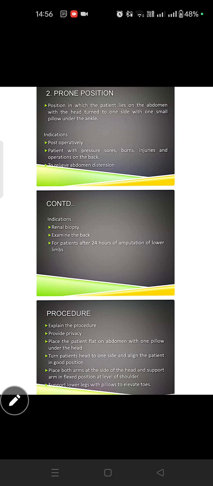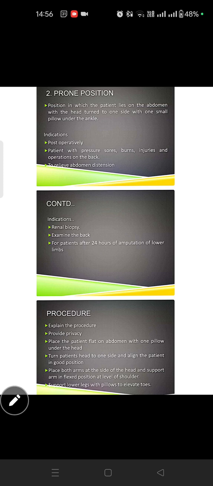Then the prone position. In the prone position the abdomen is turned toward the bed. We can keep some pillow under the ankles. We can do this in the post-operative period, or for any burns or injury. In the prone position, abdominal distension will also be relieved. At that time we can do any biopsy or renal examination.